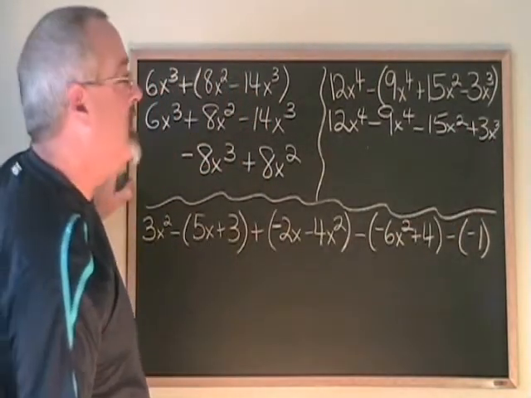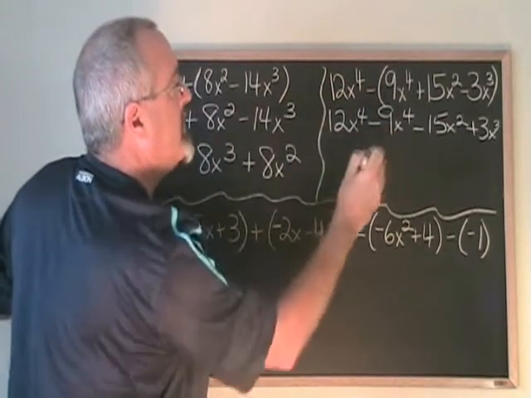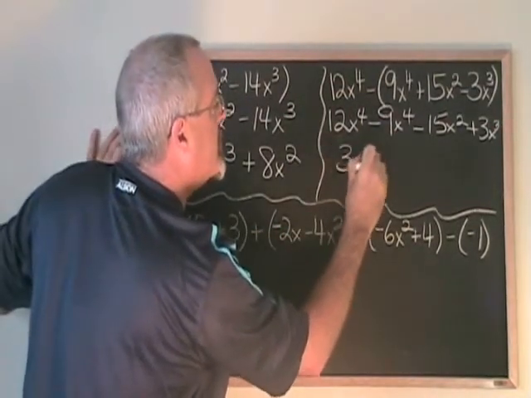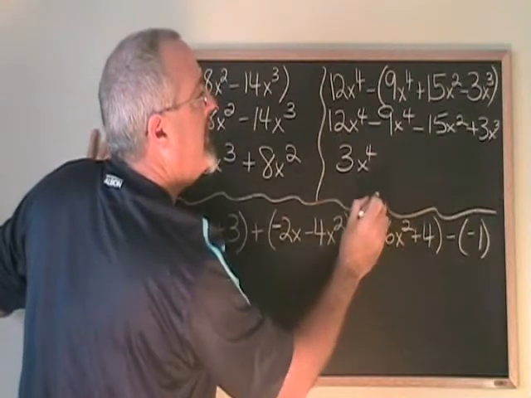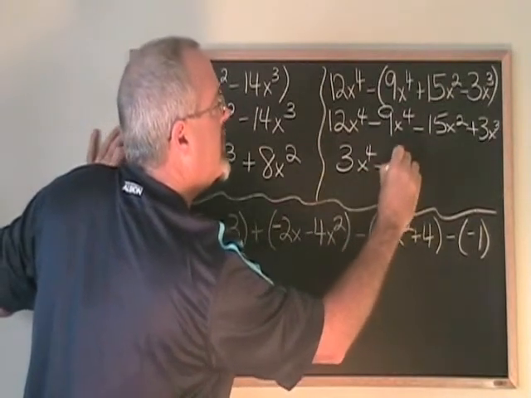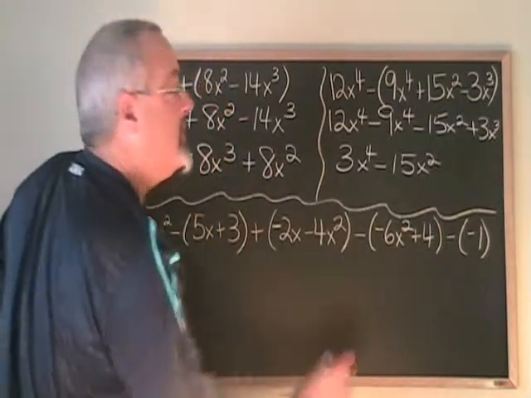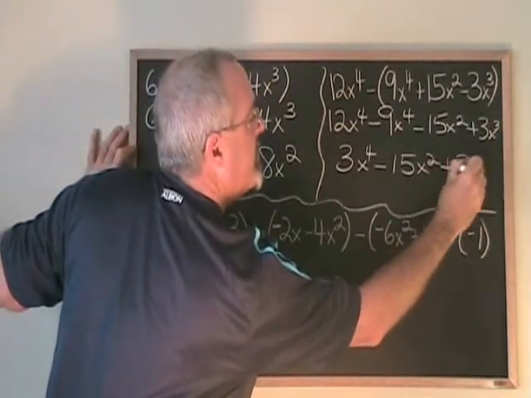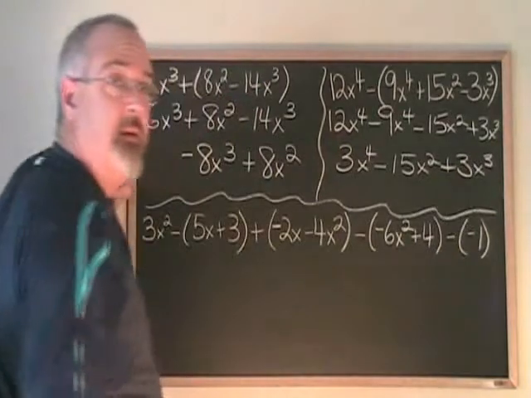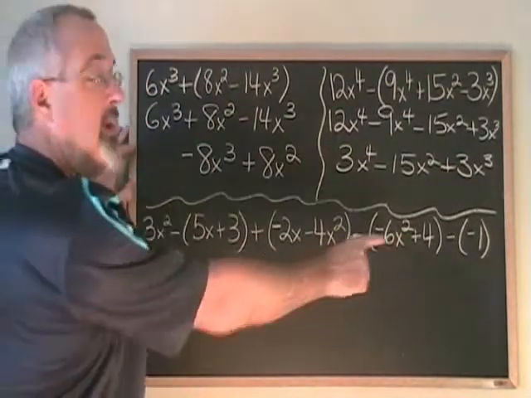Now we combine similar terms. 12x to the 4 minus 9x to the 4 is 3x to the 4. Minus 15x squared is the only x squared term. And plus 3x cubed is the only x cubed term. That's our final answer.